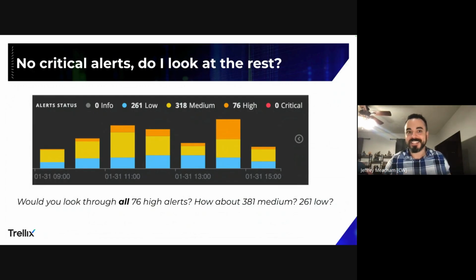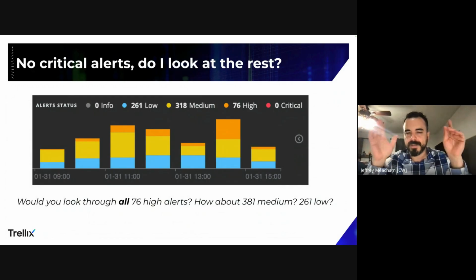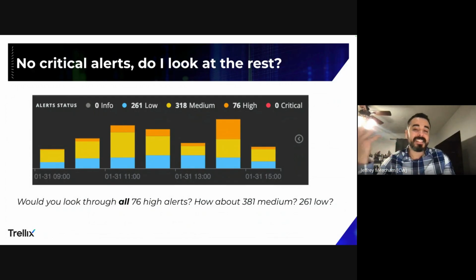Now, to be honest, are you really going to go through all 76 high alerts? What about the 318 medium or even the 261 low, right? Probably not. And it's not because you don't care, but just because there's too much to get through. Not all of it's going to be meaningful, and you really can't afford to waste time chasing down false positives. And really, this is the challenge most SOC teams face every single day: volume, noise, and lack of context. And that's exactly why we built and designed Trellix Wise. It's to really help you focus on what truly matters.